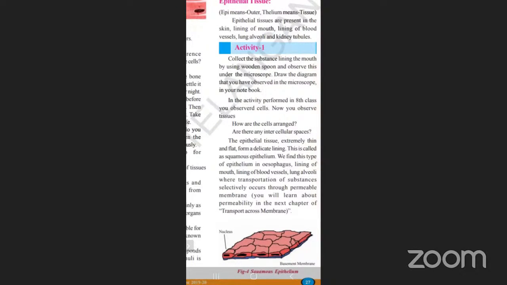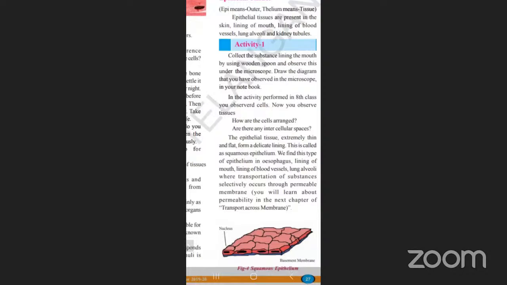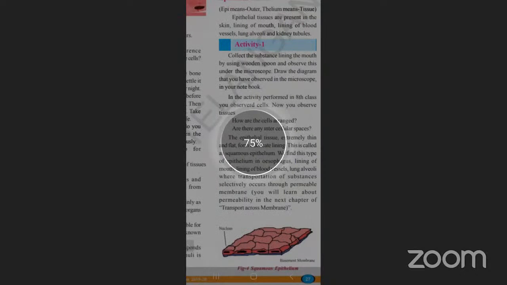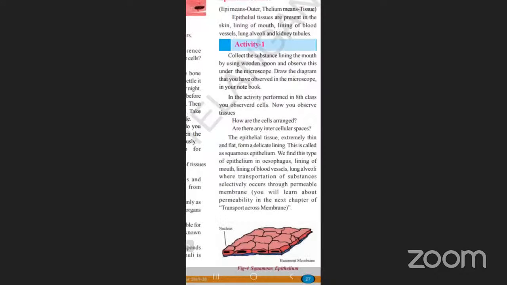In the activity performed in 8th class, you observed cells; now you observe tissues. Already in 8th class we have done that activity, but at that time we observed cells. But now we are observing tissues. Now here we have questions on that.